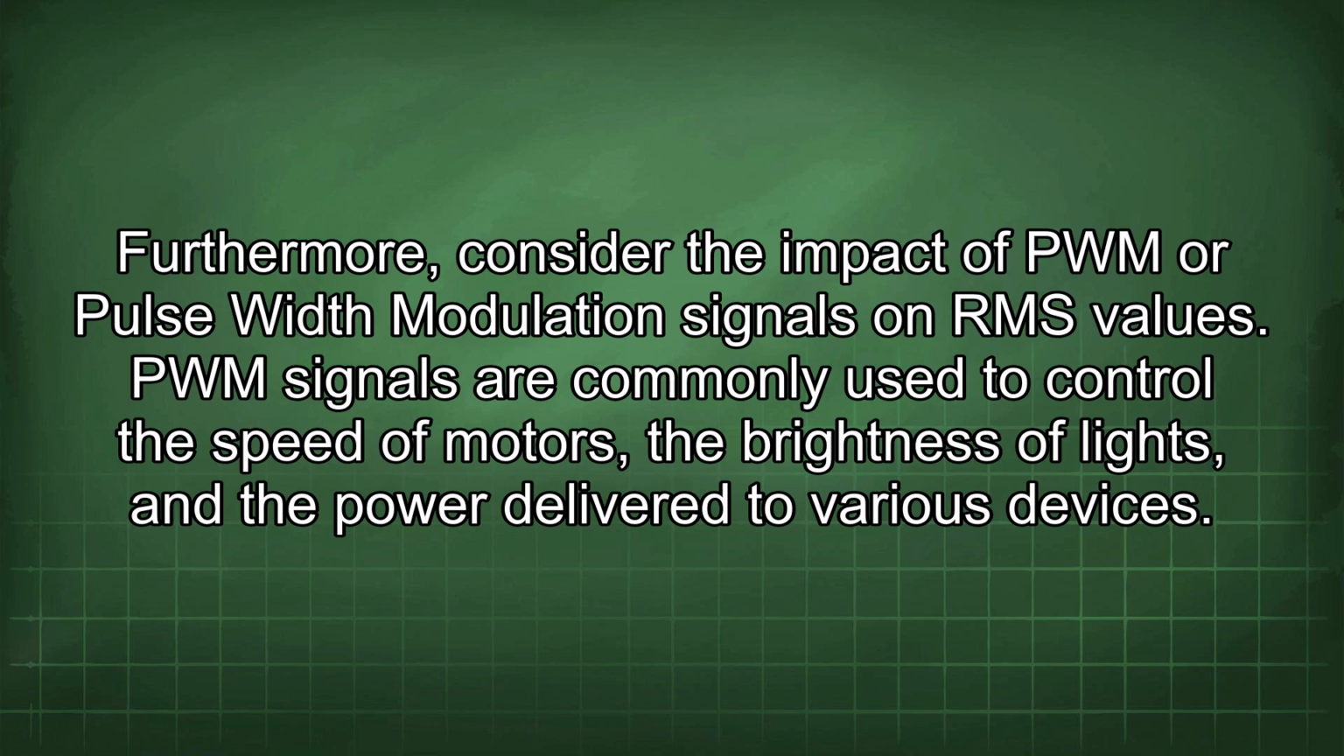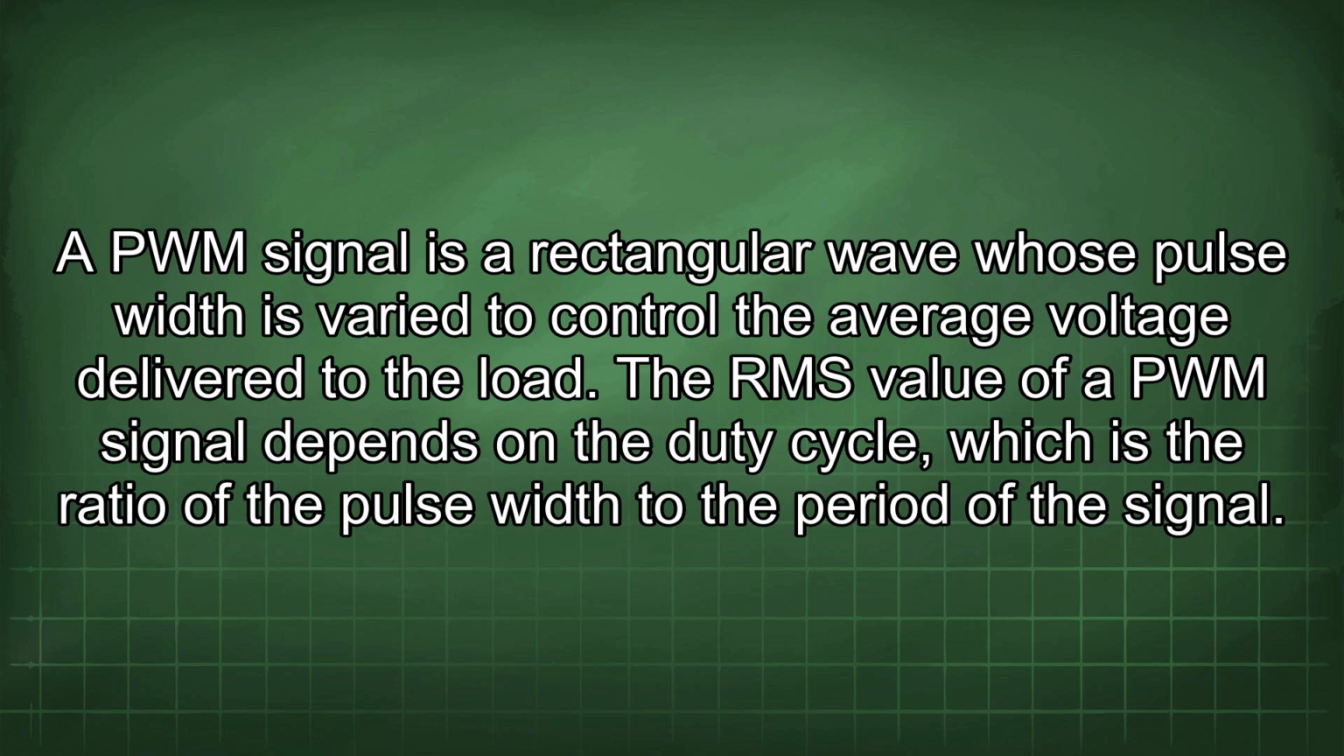PWM signals are commonly used to control the speed of motors, the brightness of lights, and the power delivered to various devices. A PWM signal is a rectangular wave whose pulse width is varied to control the average voltage delivered to the load. The RMS value of a PWM signal depends on the duty cycle, which is the ratio of the pulse width to the period of the signal.